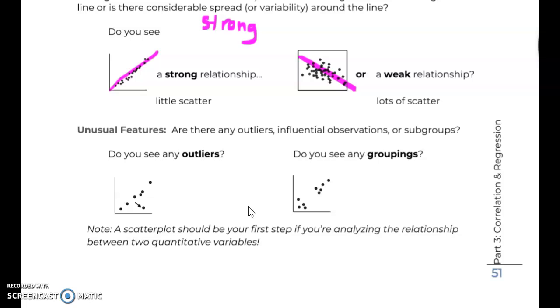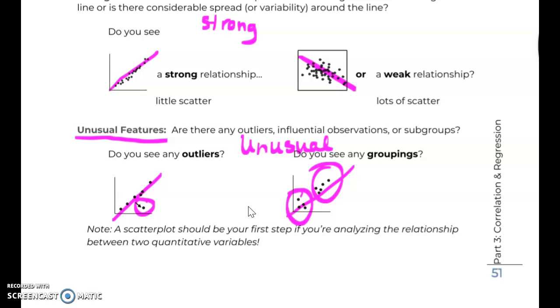The last thing we look at is unusual features. So for example, if we have this linear pattern over here, do we have a value that lies very far from the others? Or maybe like over here, we have two different clusters. Those both would be considered unusual features.